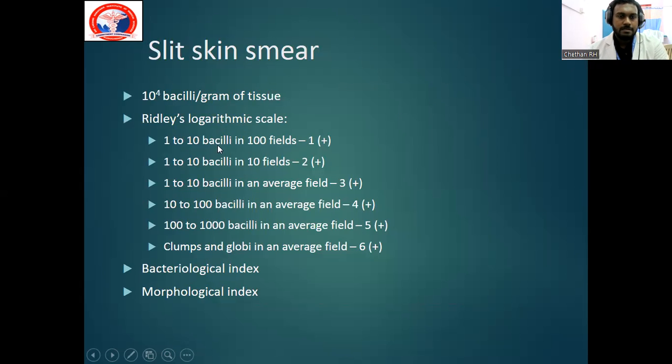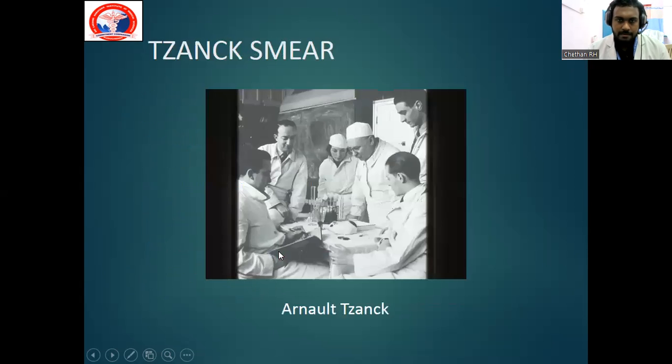So we have something called Ridley's logarithmic scale in order to report a slit skin smear. And we also have bacteriological index and morphological index, which we can use to report a slit skin smear slide. So next we'll look at the Tzanck smear. The Tzanck smear was introduced by Arnault Tzanck, and this is a very useful test in the diagnosis of various viral infections of the skin.